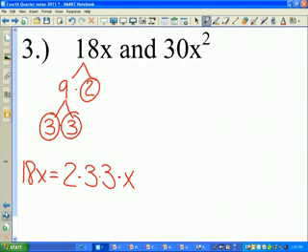So now with the 30, again, you can use any numbers. You can use 3 and 10. You can use 6 and 5. You can use 15 and 2. You're going to get the same answers as your prime factorization.